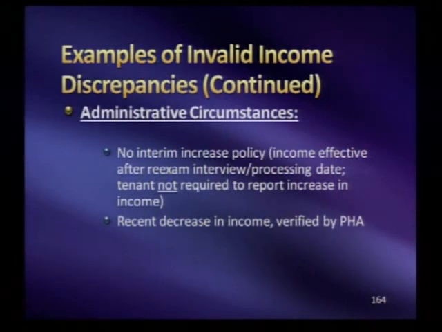Your administrative circumstances, no interim increase policy. You had a client who had a recent decrease in their income. Remember, EIV, when it does its calculations, it's always looking backwards. EIV doesn't know that Mary just lost her job last month, so as long as you've got a current 50058 reflecting the decreased income, then you can say, hey, this income discrepancy is invalid because my client had a recent decrease in their income, which is clearly documented in my file.